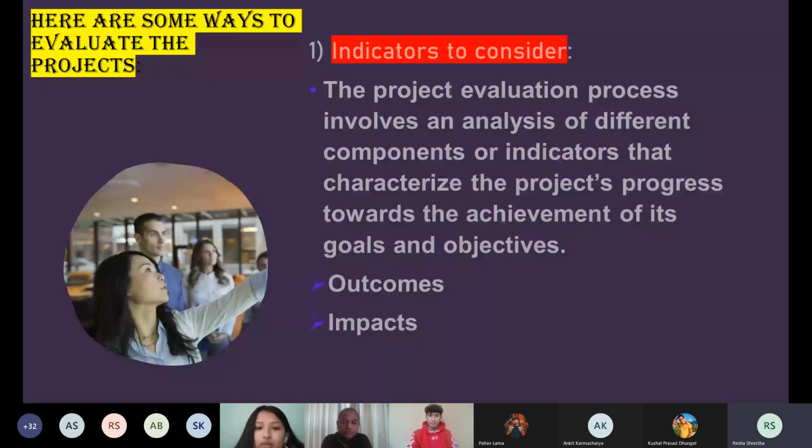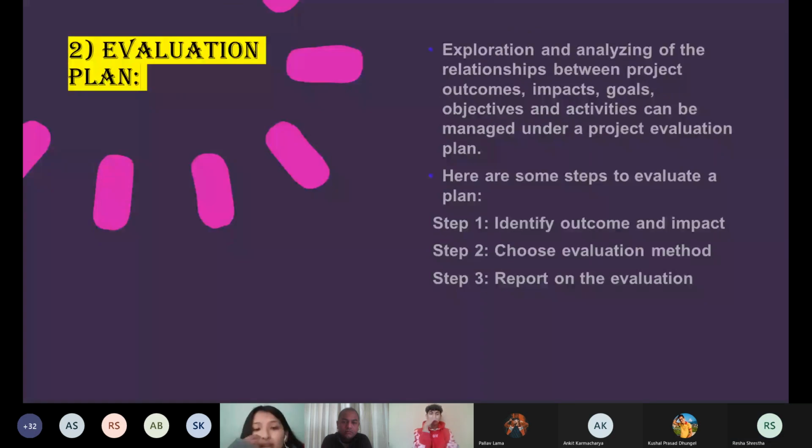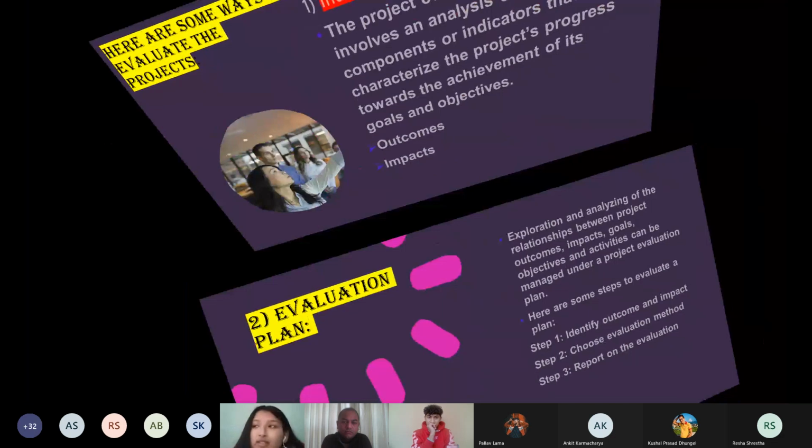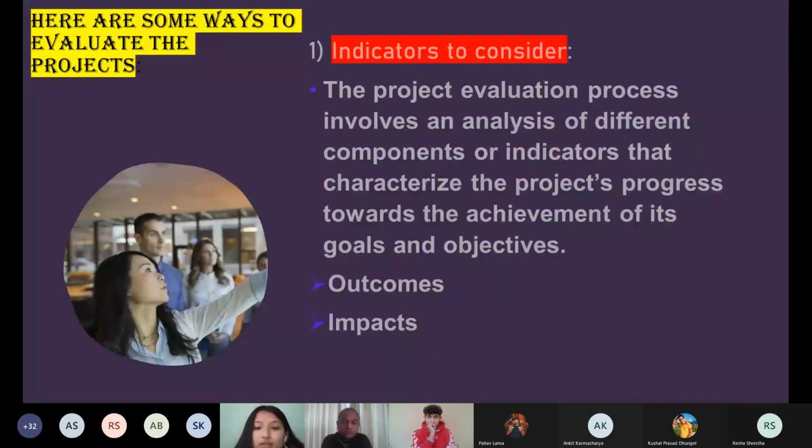Now let's discuss the outcomes. In terms of project evaluation and management, outcomes define the measurable results and benefits that are observable within the targeted environment once the project is done. Outcomes describe short-term and medium-term effects generated by the project. For example, improved knowledge, new skills, and increased understanding of the business environment.